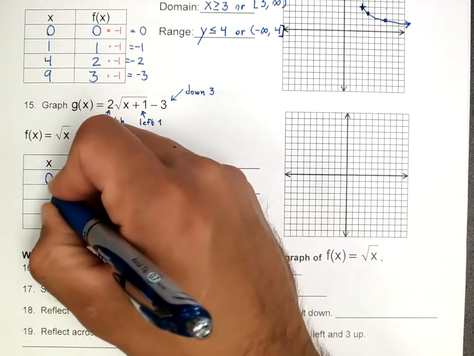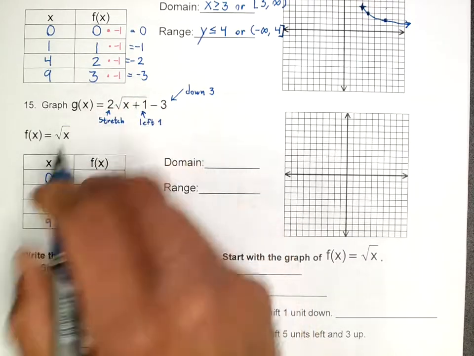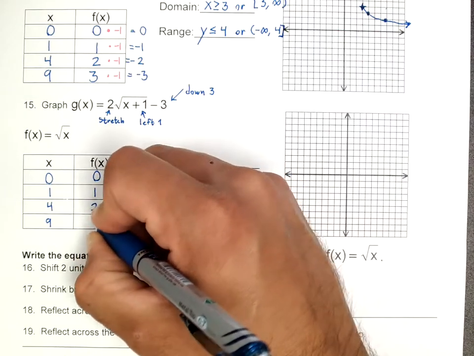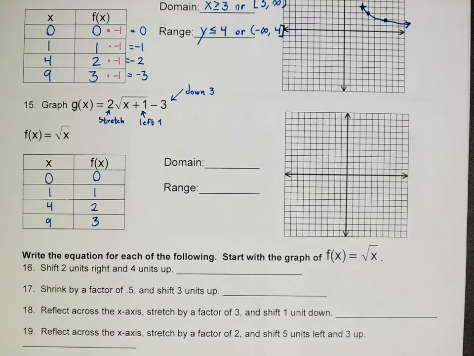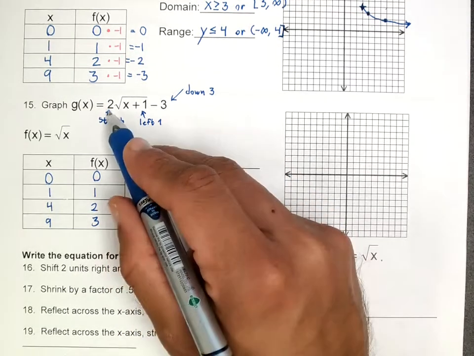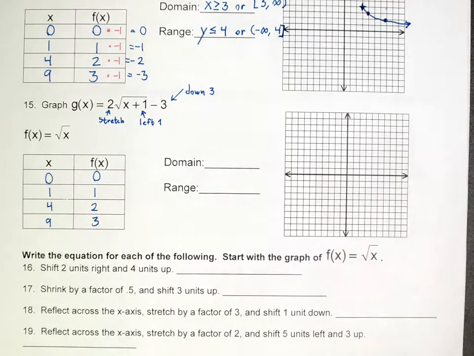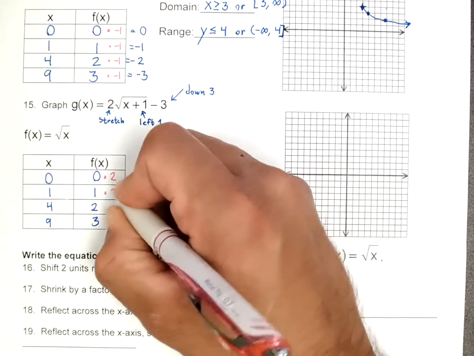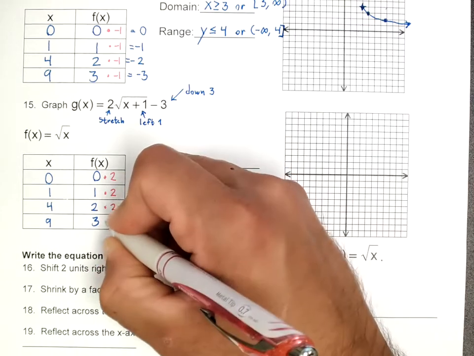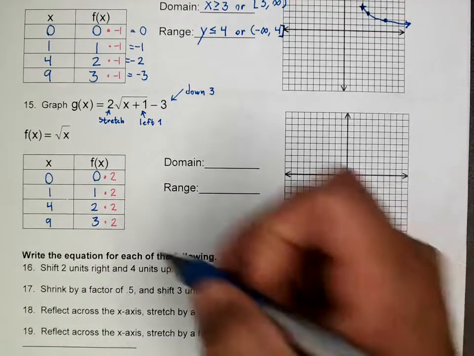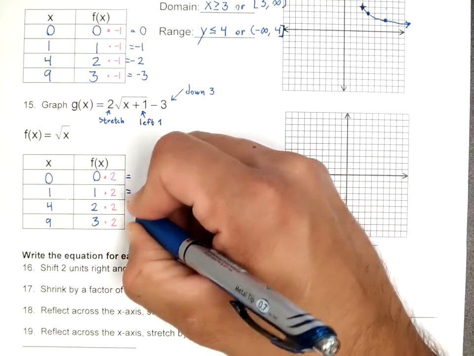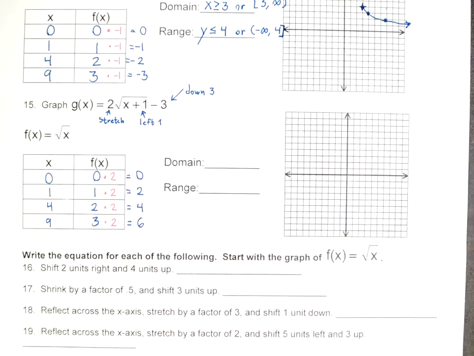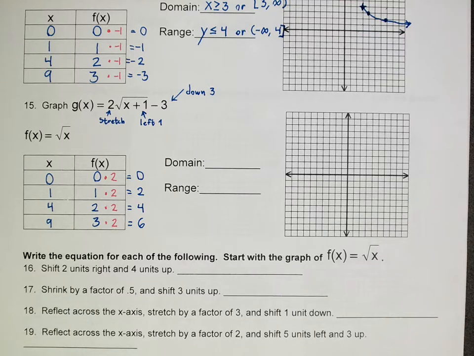Again, I'm going to rewrite the same numbers for the parent function y is equal to the square root of x. Now, before we begin, let's look at the stretch. This vertical stretch is going to make only my y values, not my x values, all be multiplied by 2. So when I do that, I would have a 0, a 2, a 4, and a 6.